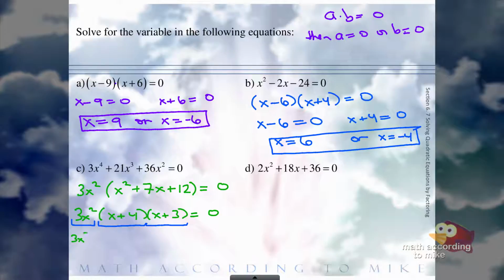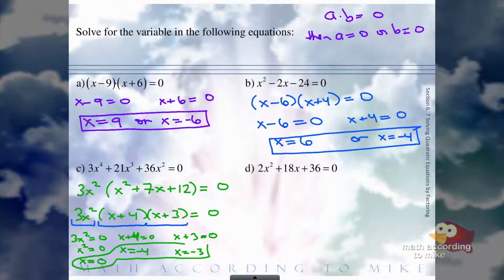So if 3x squared equals 0, and we divide by 3, that would say x squared equals 0. Well, what number squared is 0? 0. And if x plus 4 equals 0, that means x is negative 4. And if x plus 3 is 0, that means x is negative 3. So this one had three solutions.